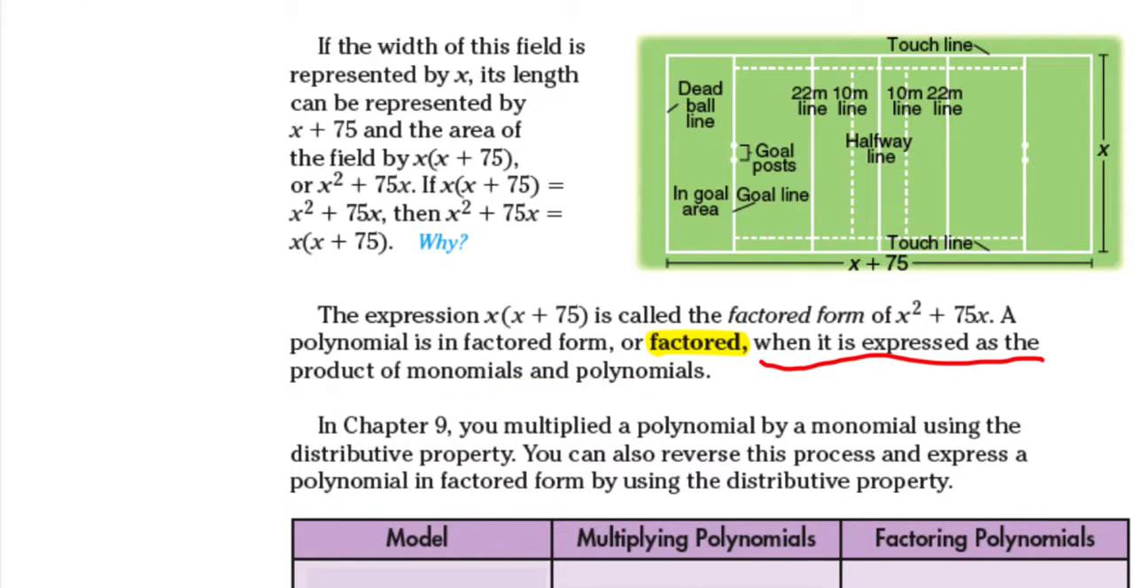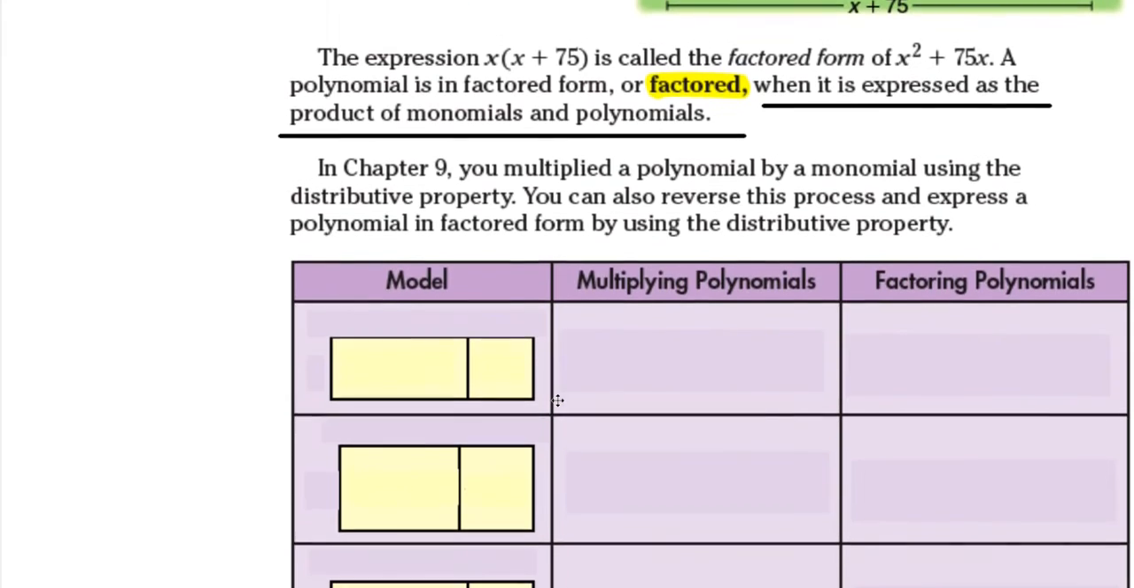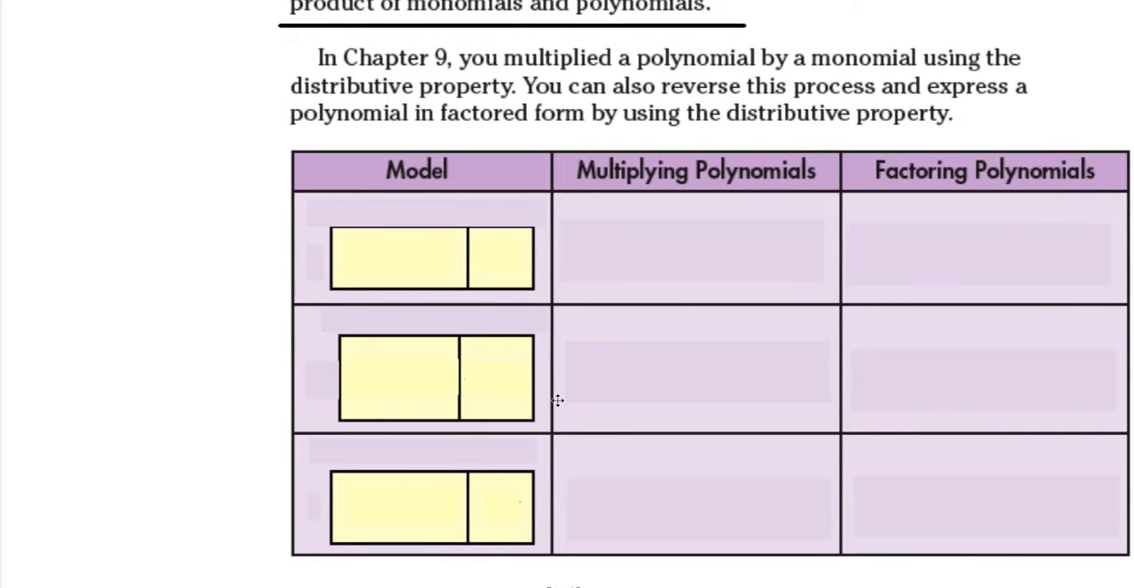Okay, so let's see if I can write this in a straight line. So it is in factored form again if it is a product of monomials and polynomials. Hey, that looks a lot better. There you go. Okay, so in chapter 9, you multiply the polynomial and a monomial using the distributive property. You can also reverse the process and express a polynomial in factored form by using the distributive property.